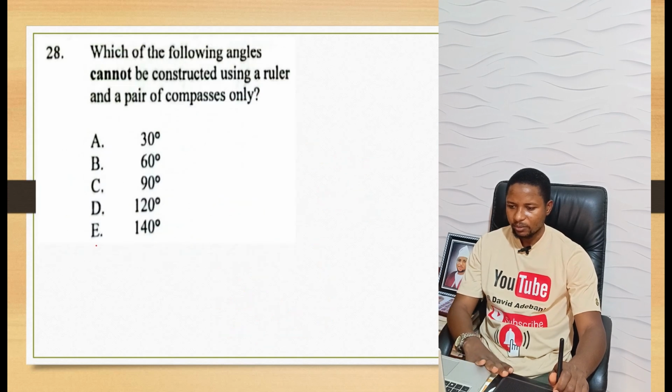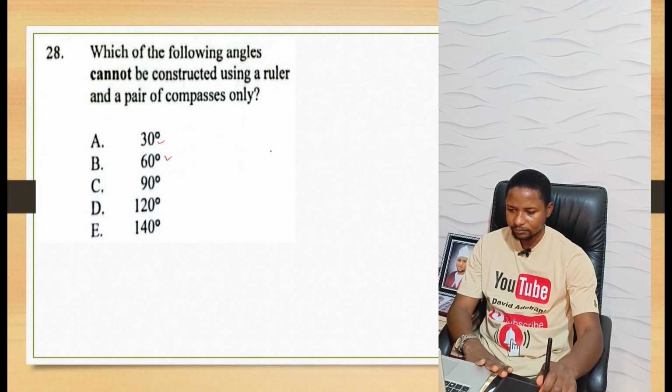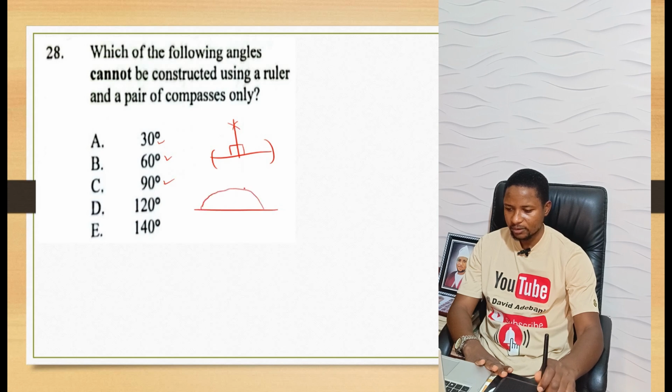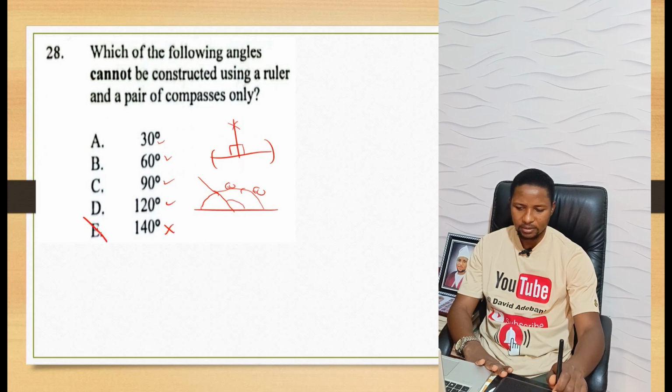Moving on to 28. Which of the following angles cannot be constructed using a ruler? I just showed you how to construct 30 and 60 and 90. It is just to bisect this. Whatever you get here, here is 90, here is 90. So this can be constructed. 120, I just said it. When you draw a semicircle and the same radius, you section it into 3 parts. So this is 60, 60. So together you have the whole of this as 120. So this can be constructed, but this cannot. So your answer is option E.